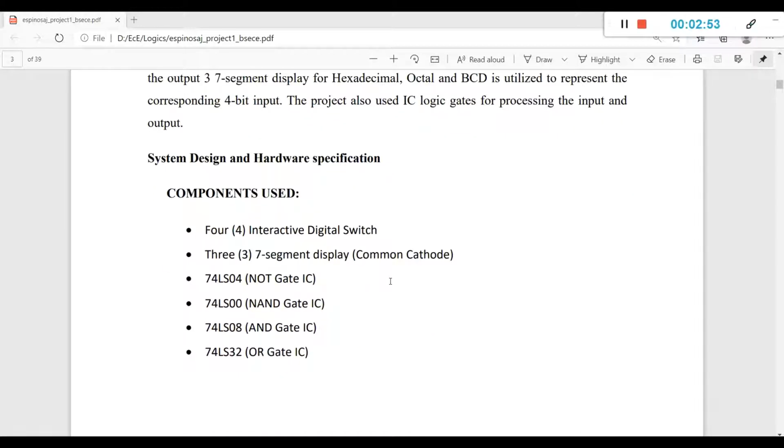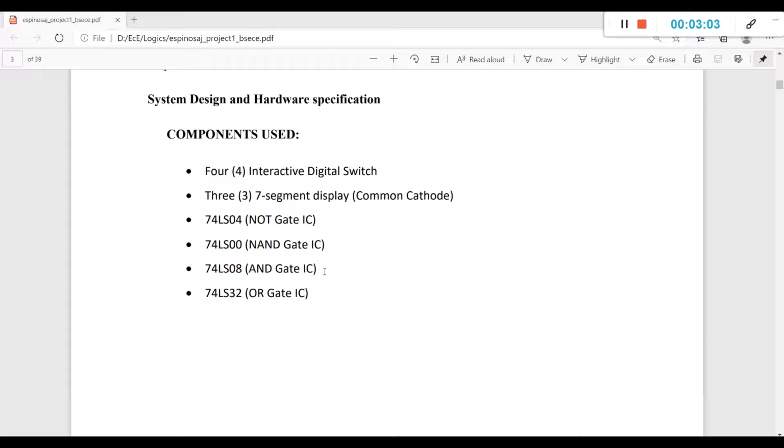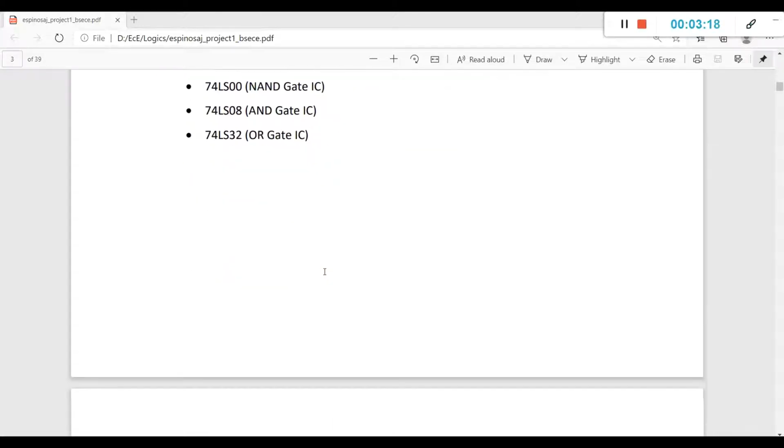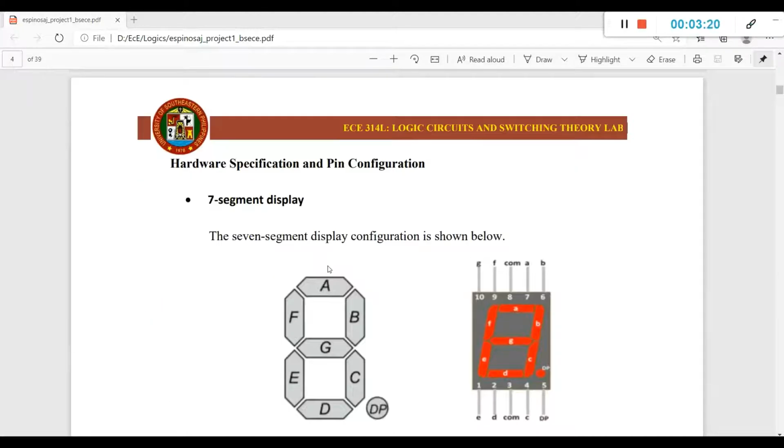For the system design and hardware specification, the components used in our project are: the 4 interactive digital switches, three 7-segment displays, which are common cathode, the 74LS04, which is a NOT gate integrated circuit, the 74LS00, a NAND gate integrated circuit, the 74LS08, an AND gate integrated circuit, and the 74LS32 OR gate IC.